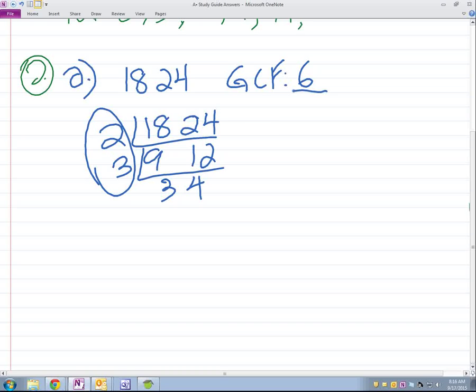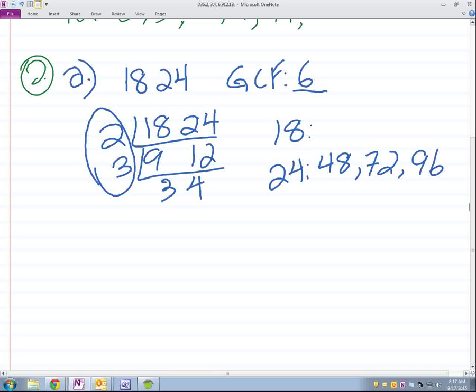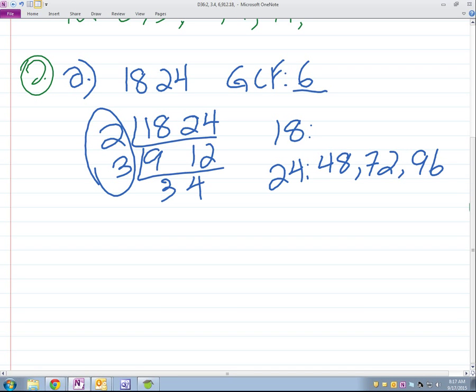Then I'm going to use the list method to do least common multiple. So now I have to do the multiples of these numbers. Through continuous addition, I have 24. Next I have 48, 72, 96. Always do the biggest number first.